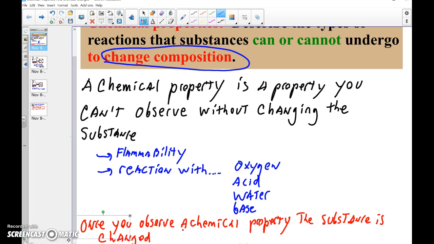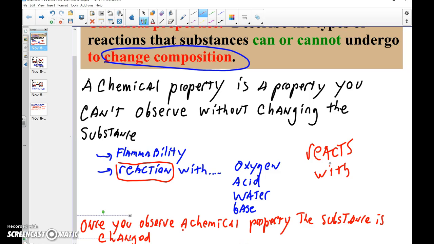You frequently see this word when discussing chemical properties: reaction. So even flammability is a reaction, but all chemical properties tend to be couched in that language of reaction or reacts with. So you can have substances that react with oxygen, you can have substances that react with acid, or substances that react with water or bases, and those are all properties. Chemical properties are basically what will you react with.